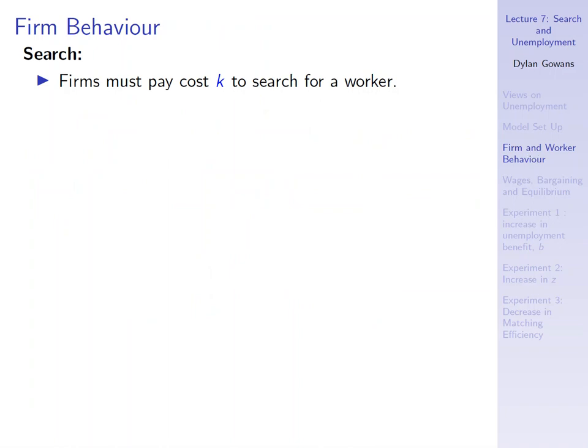So we assume here that firms pay some cost, K, to search for a worker. If I'm a firm and I enter the labor market, I have to pay this cost K. You can think of this as the cost of putting out a wanted ad, or the cost of everything that goes along with hiring. Interviewing, for example, is costly. Having people sit around a boardroom and decide who to hire is costly. So it's a costly process to look for a worker. That's the argument. Therefore, firms must pay this cost K to enter the market and search. It's a costly activity.